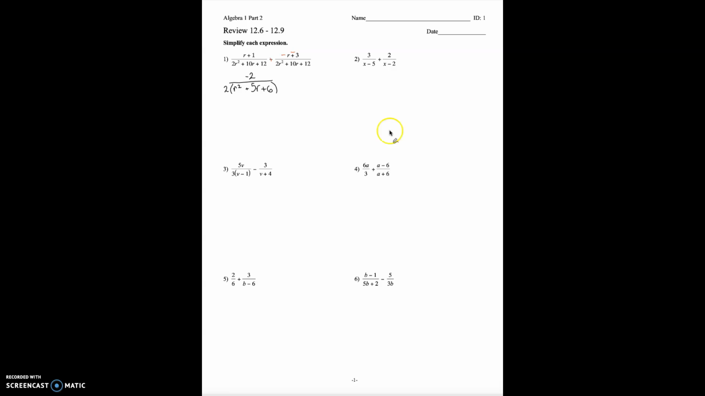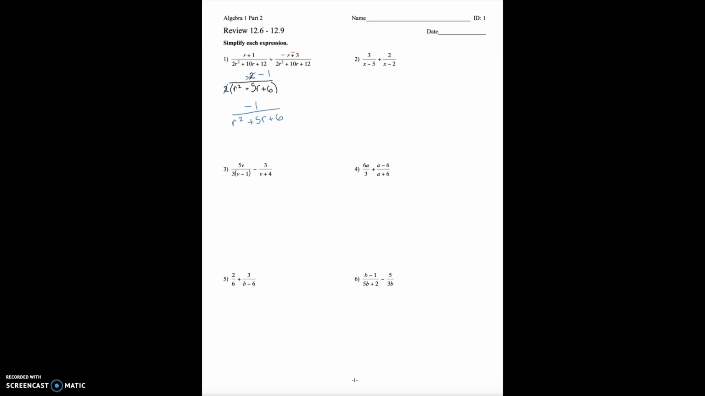So what I can do here is divide that 2 in the denominator with the negative 2 in the numerator, and my final answer is going to be negative 1 over r squared plus 5r plus 6. You do not need to factor the denominator. You can just leave it as is. So let's move on to problem 3.